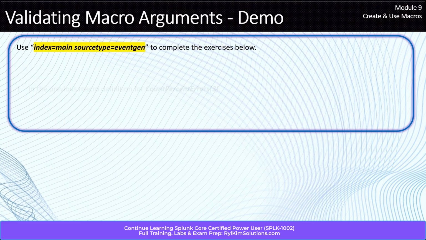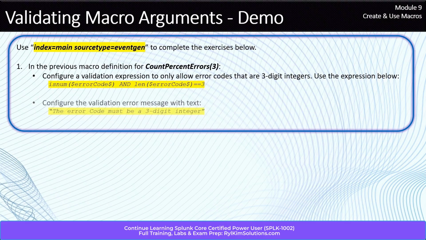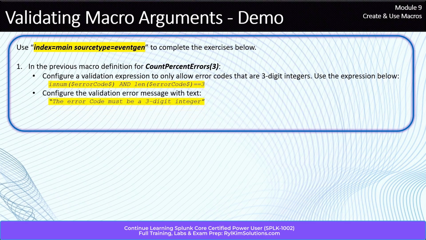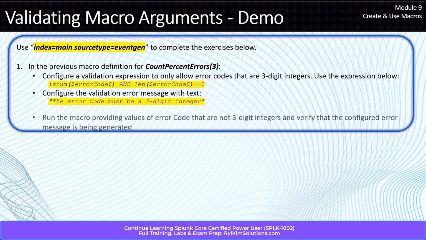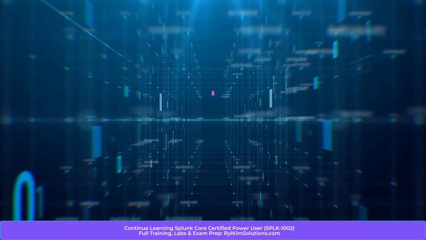Okay, so in our demonstration here, we are back to our event gen source type. We're going to go to the previous macro that we defined, count percent errors, with 3 arguments. We'll configure a validation expression to only allow error codes that are 3-digit integers. We're going to use this expression below, and then we configure the validation error message with the text the error code must be a 3-digit integer. Then we're going to run the macro providing values of error code that are not 3-digit integers and verify that the configured error message is being generated.